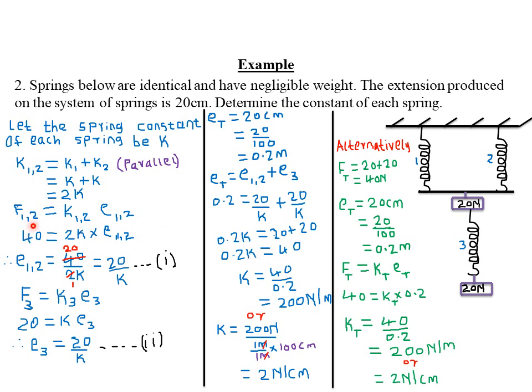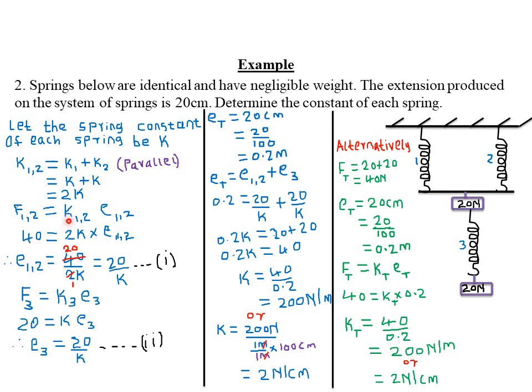So the force causing extension in spring 1 and 2 should be equal to the spring constant due to spring 1 and 2 and the extension due to spring 1 and 2. That is according to Hooke's law. So the force due to spring 1 and 2 will be 20 Newton plus 20 Newton, because the 20 and 20 are below springs 1 and 2. Therefore, they are causing springs 1 and 2 to stretch. So the total force causing extension in 1 and 2 will be 20 Newton plus 20 Newton, which gives us 40 Newton.